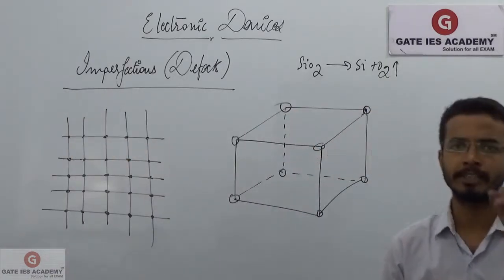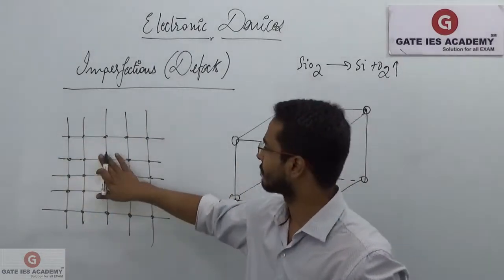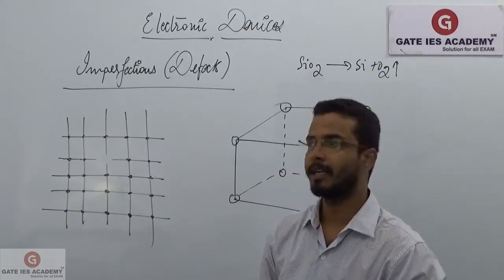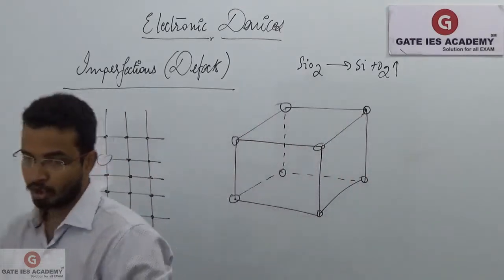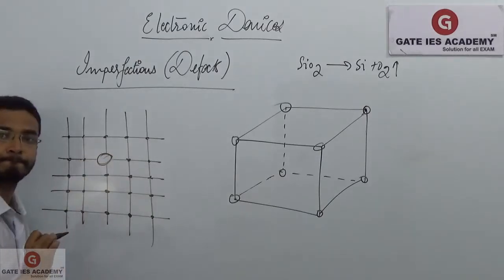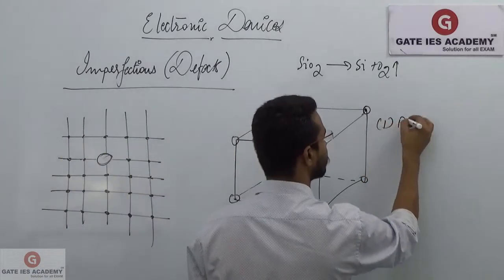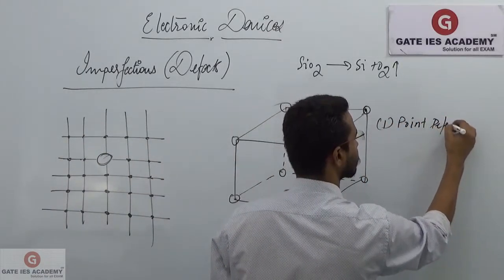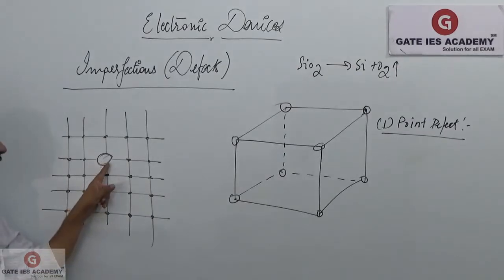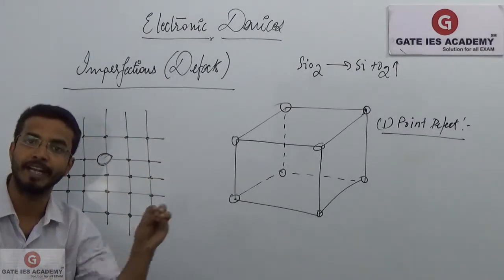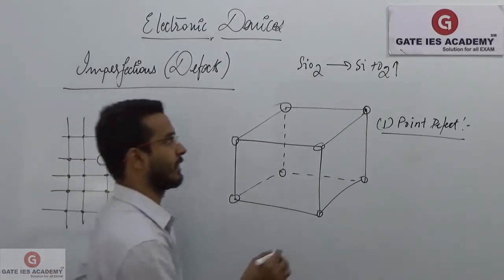So what are the possibilities? The first one is that in any one place an atom is missing, silicon is not present. Okay? It is a void. Nothing is there. Air bubble. The crystallized structure is not complete. So this type, where any one atom is missing, this first type of defect is known as a point defect, where only one position is missing. That means silicon is not present, a void is there. And this type of point defect is known as a Frenkel defect.